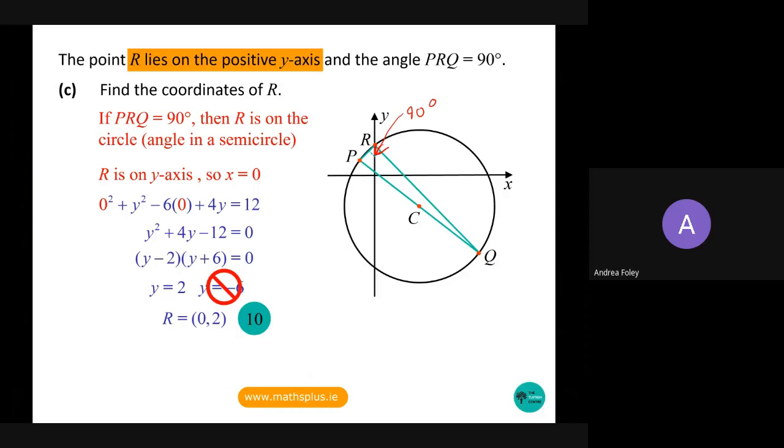To get high partial credit, it would be a correct equation in y. So if you had y squared plus 4y minus 12 equals 0, that would be high partial credit here for 8 marks. Very good, very good.